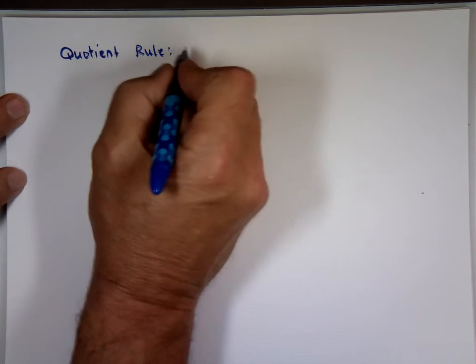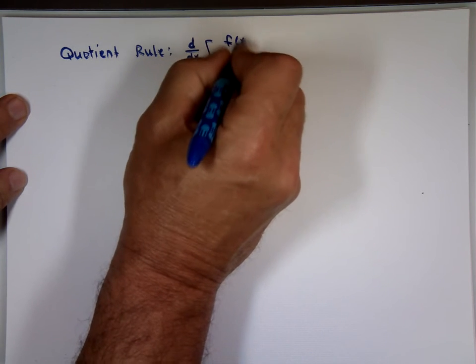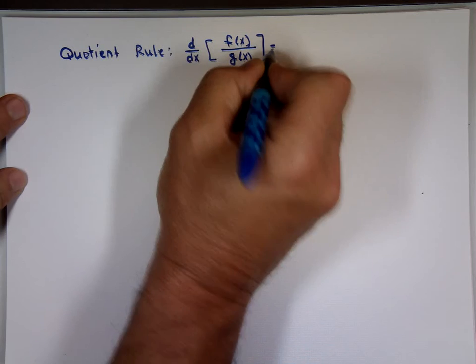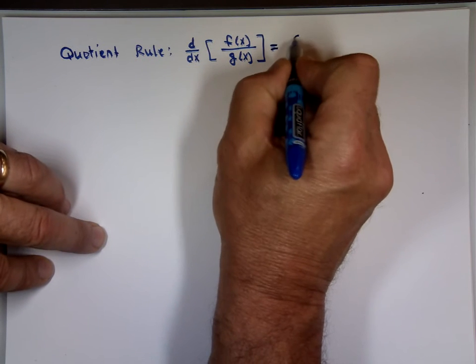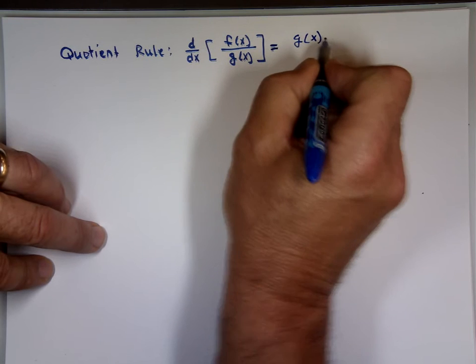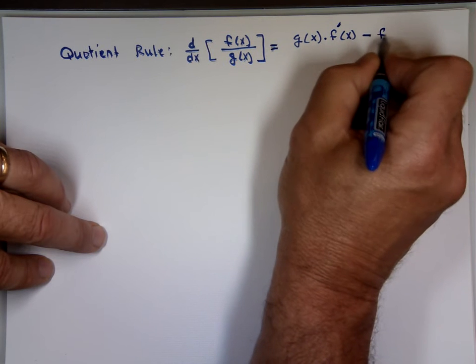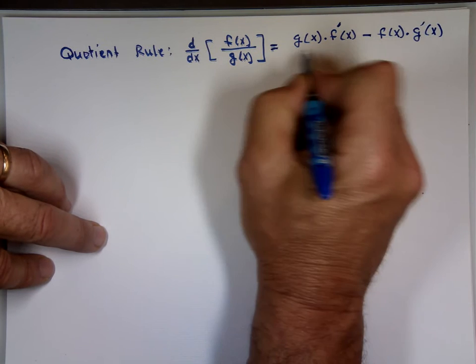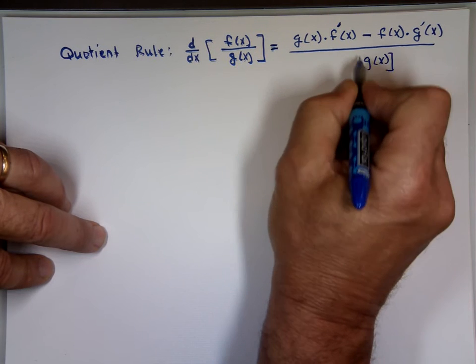It says if you want to take the derivative, and we'll call the top f of x, we'll call the bottom g of x, it is the bottom times the derivative of the top, minus the top times the derivative of the bottom, the whole thing divided by the bottom squared. Not the derivative, but the bottom squared.